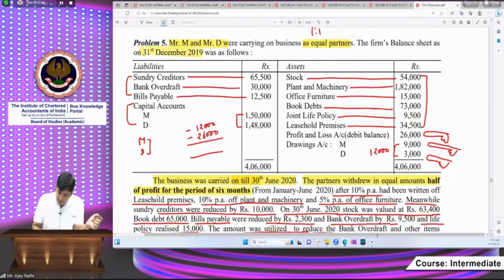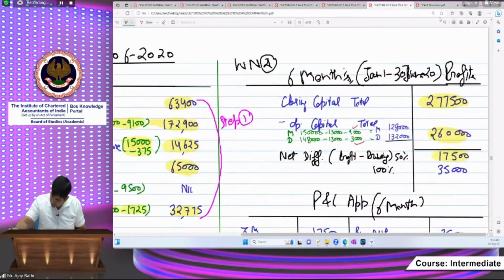Total is there. That is 150 plus 148, that is 2,98,000. That is the total from this. And from this, we shall reduce the profit and loss debit balance and drawings also. After that, we shall find out the net capital balances. That is 2,60,000 here.